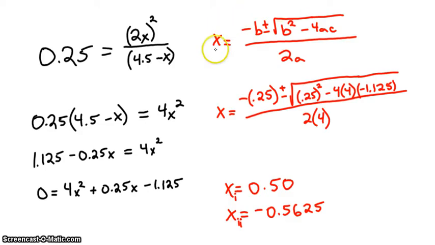Using the quadratic formula, substituting in the coefficients that represent A, B, and C from the polynomial into the quadratic formula. Solving for X, you get two solutions. We now have to figure out which X to use.